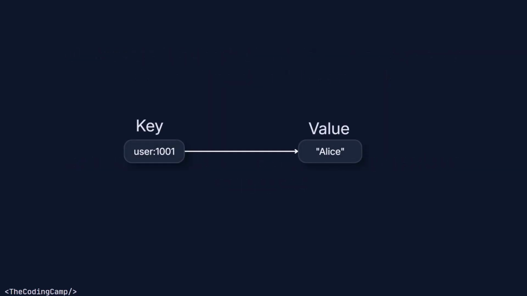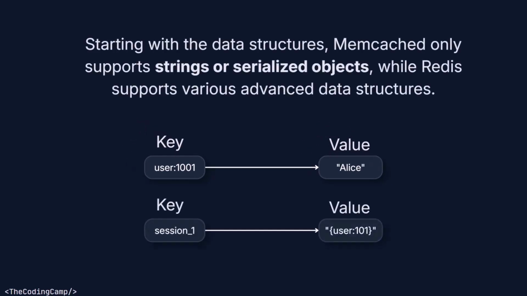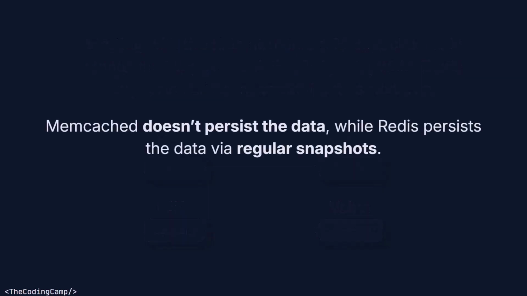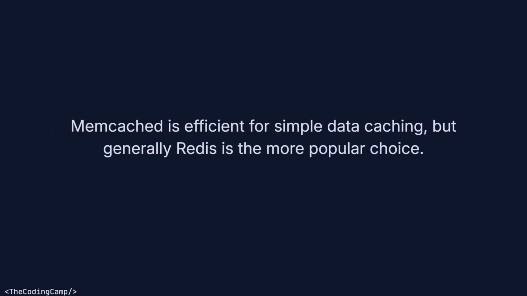Since we learned about Redis already, let's understand the difference between them. Starting with the data structures, Memcached only supports strings or serialized objects, while Redis supports various advanced data structures. Memcached doesn't persist the data, while Redis persists the data via regular snapshots. Memcached is efficient for simple data caching, but generally Redis is the more popular choice.